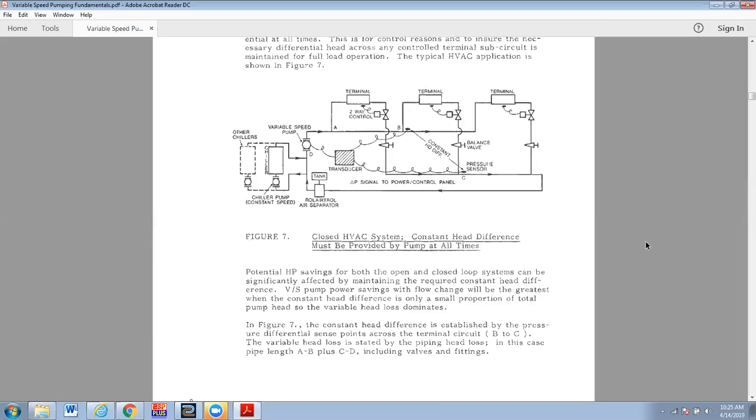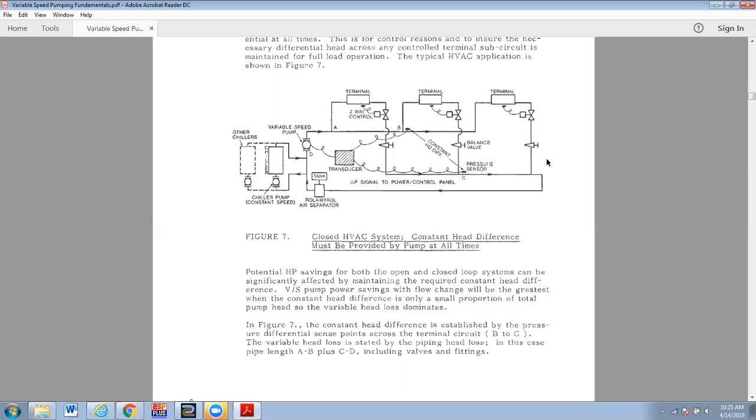Okay, so in figure 7, the constant head difference is established by the pressure differential set points across the terminal circuit, B to C. So right here, high side, and on the return side, low side. So we're going to determine by calculations or experience how much differential head we need to have across here in order to be able to fully pump any of the terminal circuits if their valves go wide open. So that's really the game.